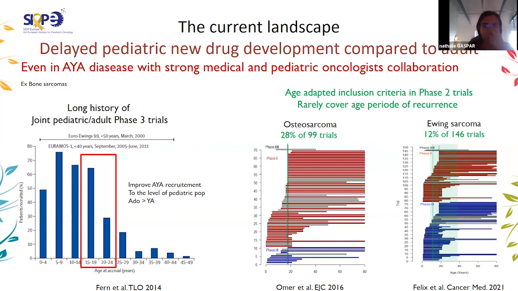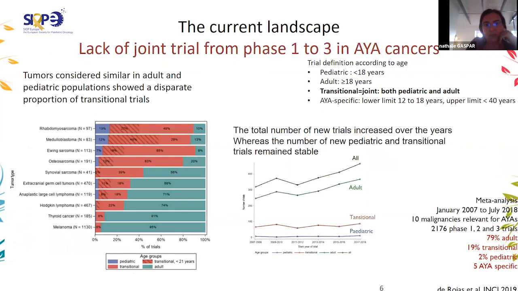Then there is some effort to do for early trials. This was a study about all the phase 1 and phase 2 trials for diseases that are typical of what you can observe in the AYA population. As you can see, the transitional trials, those that were open to adolescents and young adults, were mainly seen in sarcoma and less in other diseases. Basically, they were most seen where pediatric oncologists and medical oncologists were collaborating, but it's very, very different across diseases.